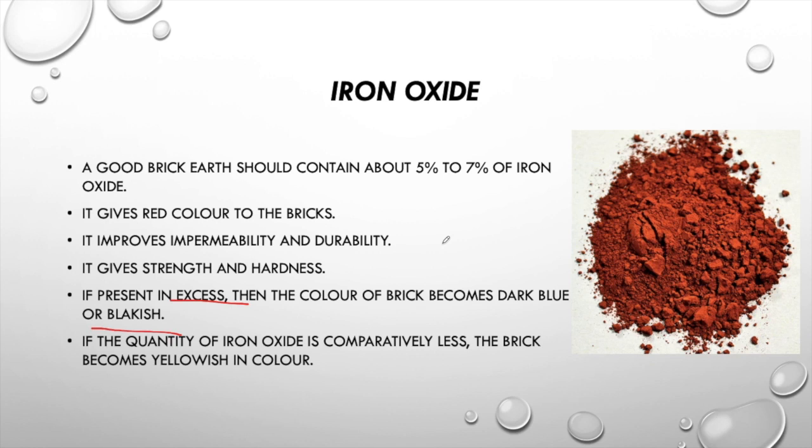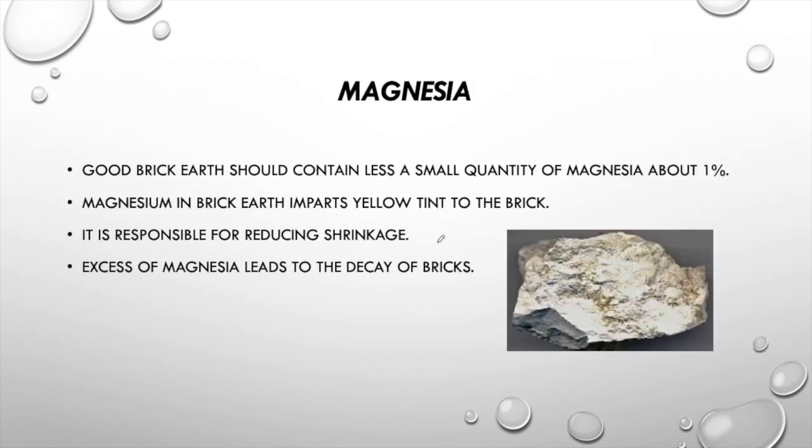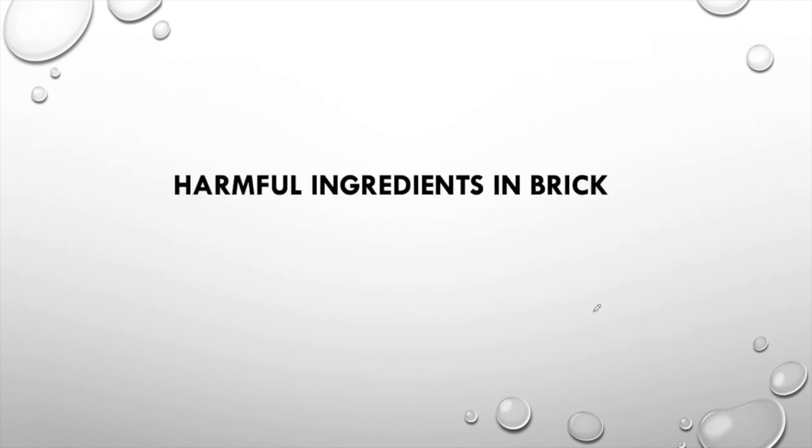Now the magnesia in the good brick earth should be a small quantity, less than or approximately 1%, and the magnesia in the brick earth imparts the yellow tint to the bricks. It is responsible for reducing the shrinkage. The only benefit is it reduces shrinkage in the brick. The excess of magnesia leads to the decay of the brick. Now we will see the harmful ingredients in brick.